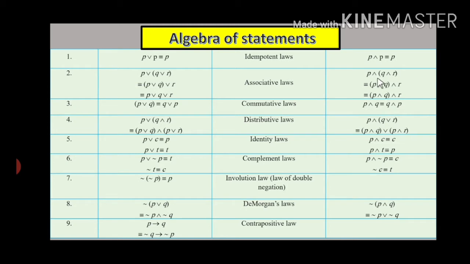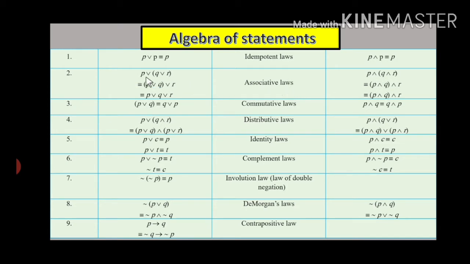Same applies to the AND connective also. But here also both the connectives should be of the same kind. P and (Q and R) is equivalent to (P and Q) and R, and it is equivalent to P and Q and R. So, any three statements connected by the AND connective are equivalent if you pair any two statements together out of these three. This law is called the associative law.